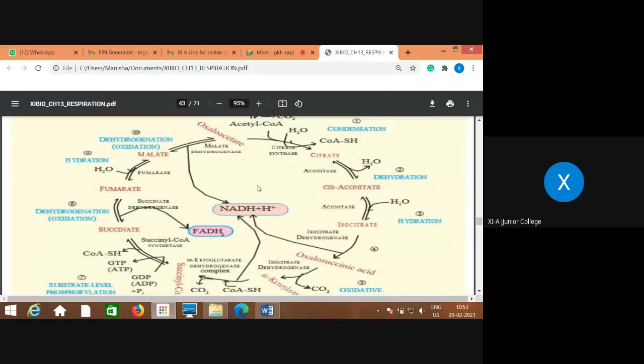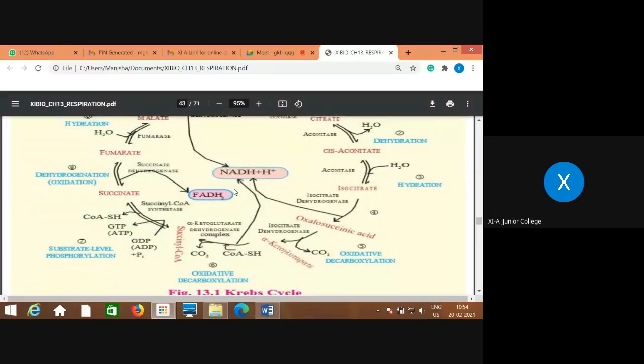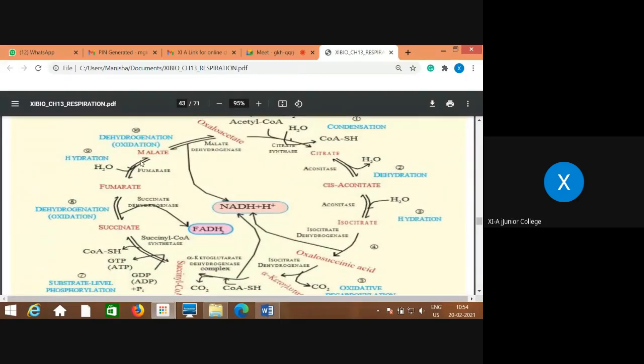So these are the very important steps. How many NADH2 are produced? 3 times. This is the fourth step where first NADH2 is produced. Now which step is this? Sixth step, where second NADH2 is produced. Then this is the next and last step where the third NADH2 is produced. So in this cycle, how many times? 3 times NADH2 is produced. And this is the conversion of succinate to fumarate.